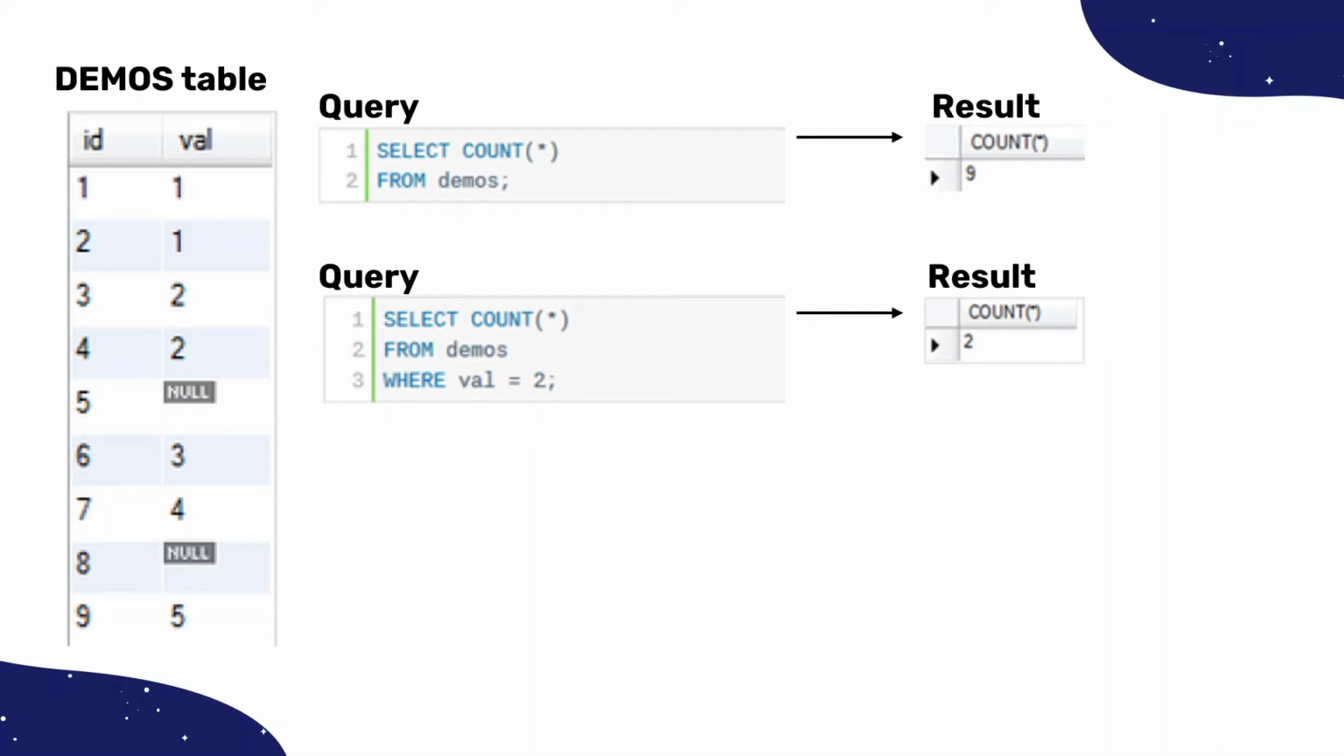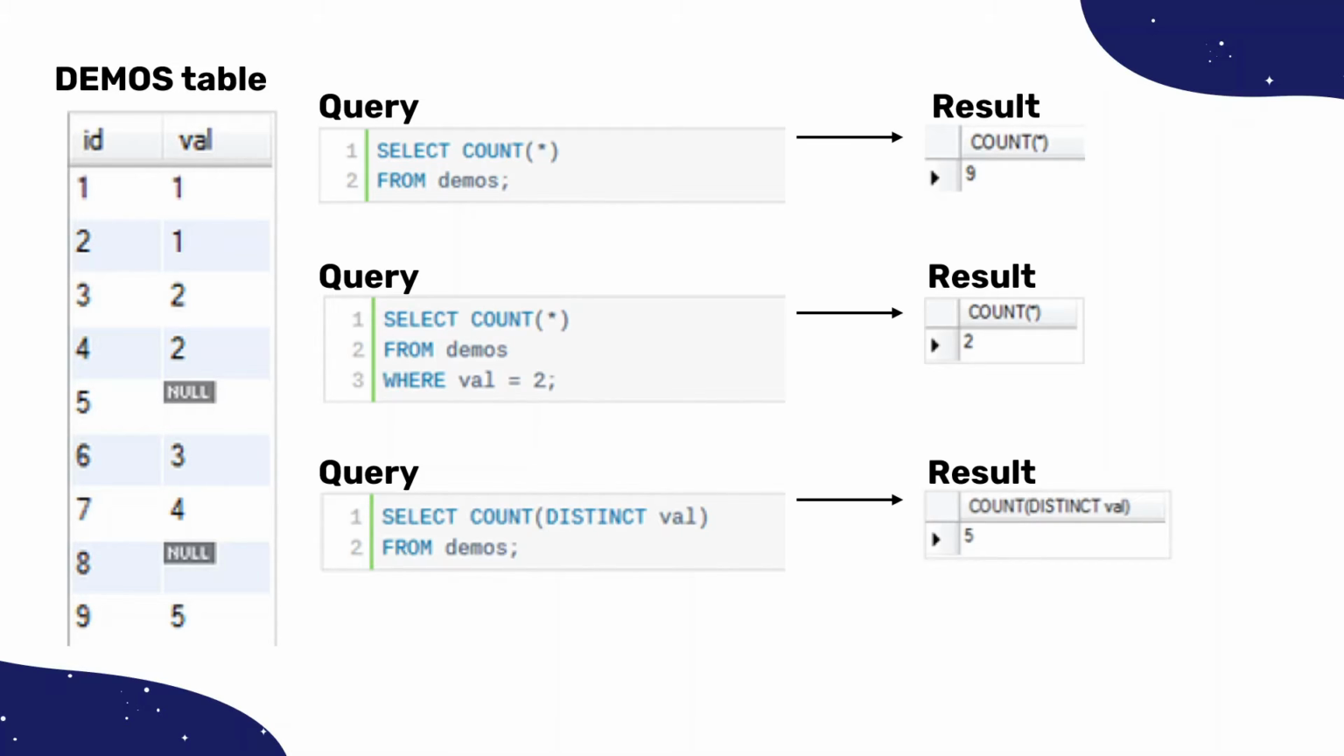And then we can add the distinct clause to count the number of unique rows that don't contain null values. For example, the query is select count distinct val from demos. This query will choose the unique values from the val column and ignore null values. So the values are 1, 2, 3, 4, and 5. So the total of values is 5, so we will get the result 5.